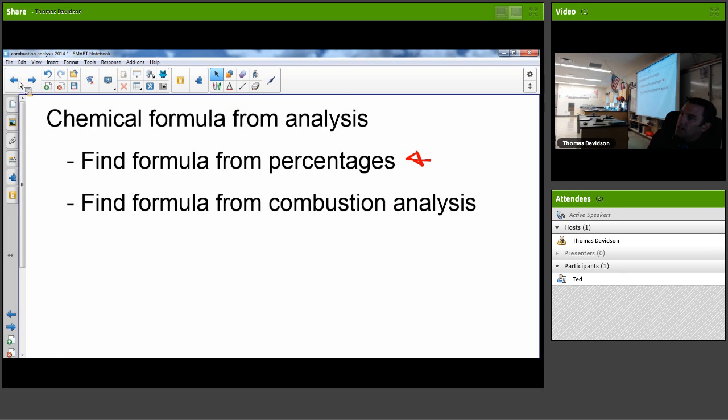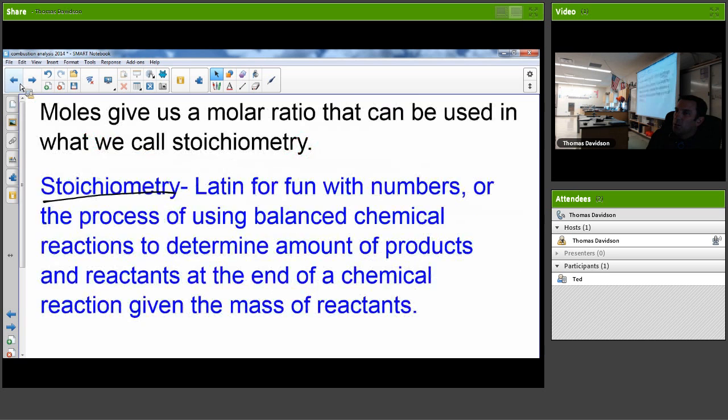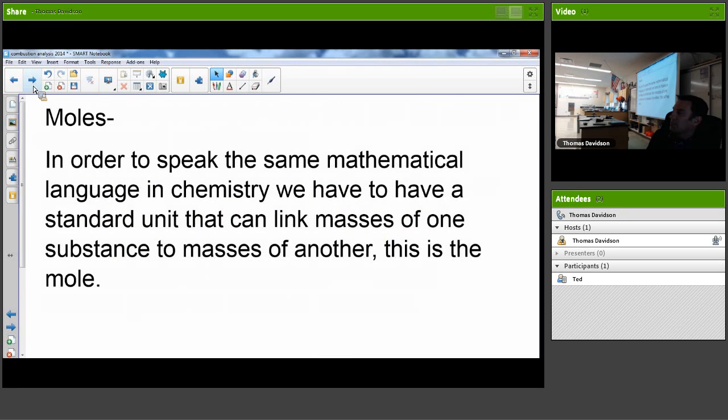All right, finding formula from percentages. That's what we just barely did. Find formula from combustion analysis. That's what we're going to do now. But in order to do that, I'm going to go back and we're going to introduce this idea of moles. We may have talked moles a little bit already. If you watch the online videos for this, it might make sense. If you had chemistry last year, this should be very, very, very simple.